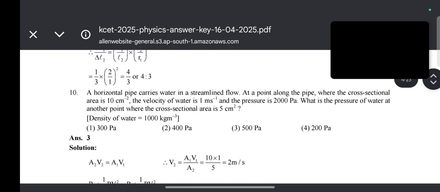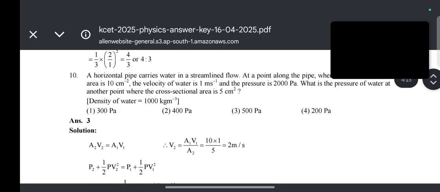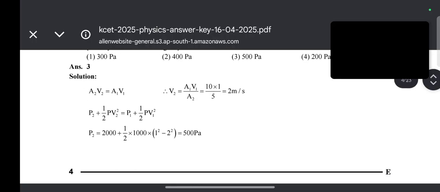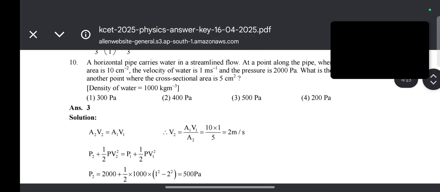Next, a horizontal pipe carries water in a streamlined flow. At a point along the pipe where the cross-sectional area is 10 centimeter square, the velocity of water is 1 meter per second and the pressure is 2000 Pa. What is the pressure of water at another point where the cross-section area is 5 centimeter square? First option is 300 Pa, second option is 400 Pa, third option is 500 Pa, fourth option is 200 Pa.